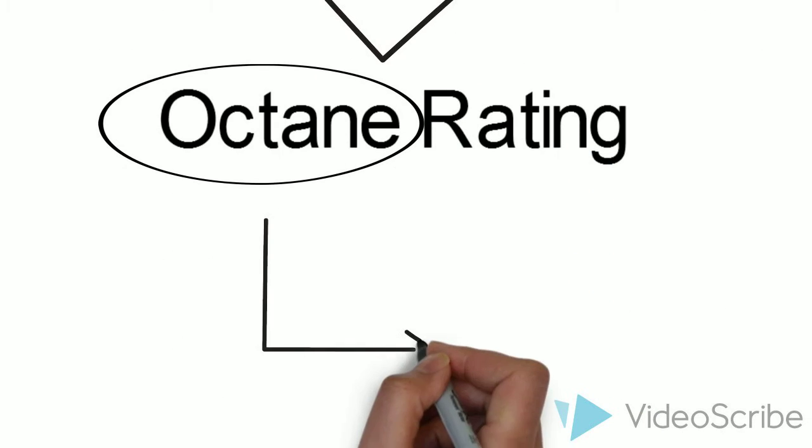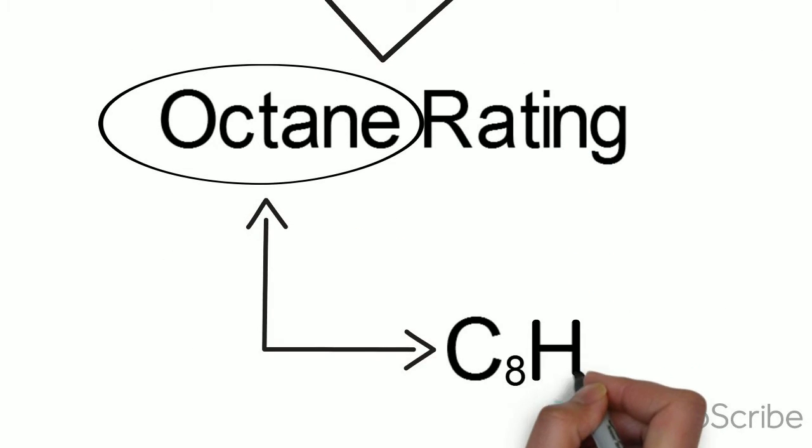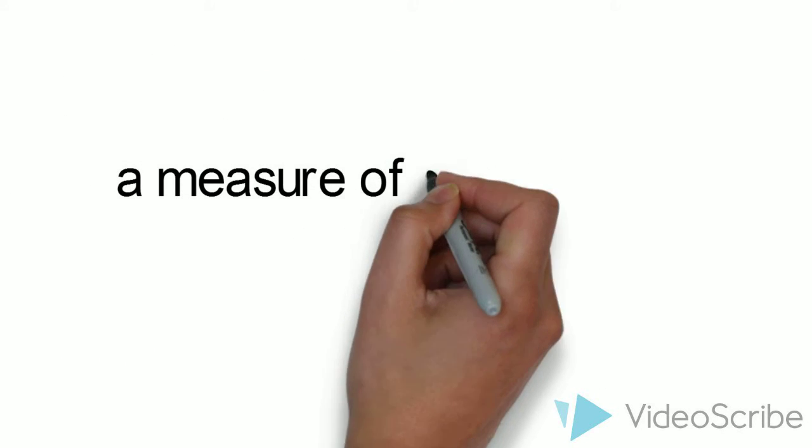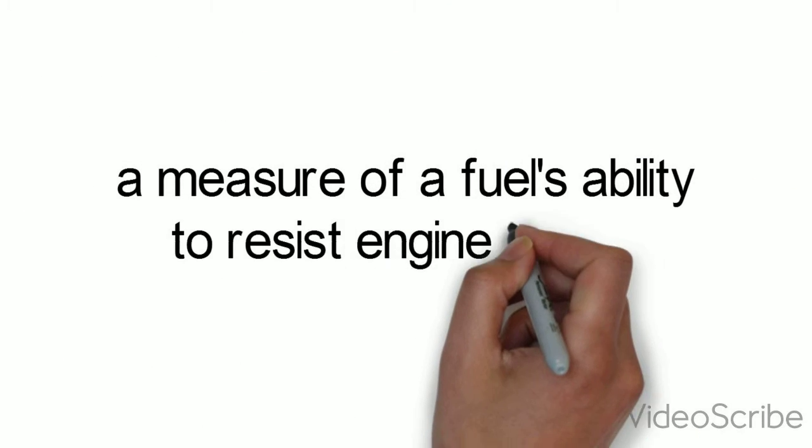Octane is a hydrocarbon with the molecular formula of C8H18, but that really doesn't have much to do with the octane rating. Octane rating is a measure of a fuel's ability to resist engine knock. Now you're probably wondering what engine knock is. So let's start at the beginning.